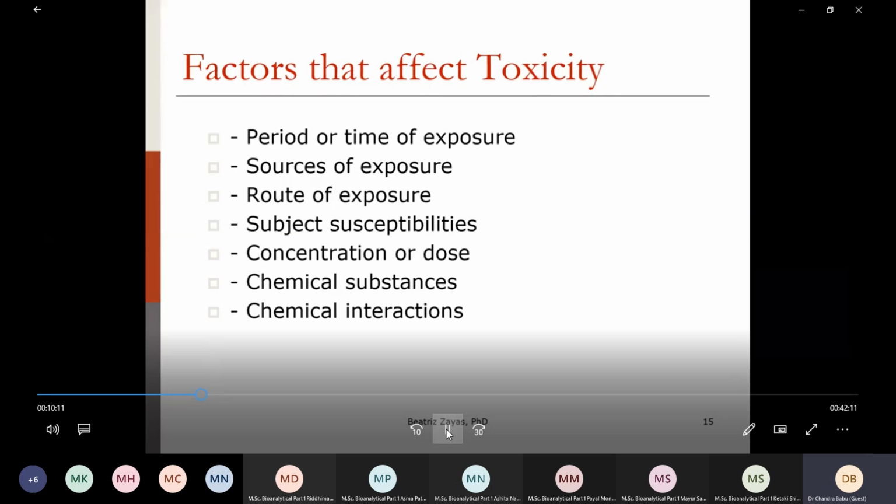Chemical substances and chemical interactions. The chemical and physical properties of the substances will determine whether they can be absorbed into the body or not. And also the chemical interactions. We are not only exposed to one or two substances; most of the time we're exposed to multiple substances, and that will also determine the toxicity.